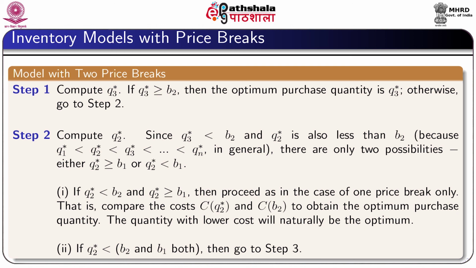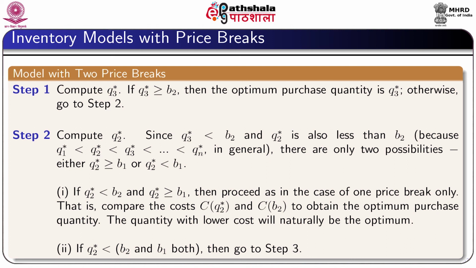For this model, we may follow the algorithm as given in the slide. In the first step, we compute Q3 star, and if Q3 star is greater than or equal to B2, then the optimum quantity is Q3 star; otherwise we have to proceed to the next step. In step 2, we compute Q2 star. Since Q3 star is less than B2 and Q2 star is also less than B2, there are only two possible cases: either Q2 star is greater than or equal to B1 or Q2 star is less than B1. Now, if Q2 star is less than B2 and greater than or equal to B1, then proceed as in the case of one price break only, that is, compare the costs C(Q2 star) and C(B2) to obtain the optimum purchase quantity. The quantity with lower cost will give the optimum solution.